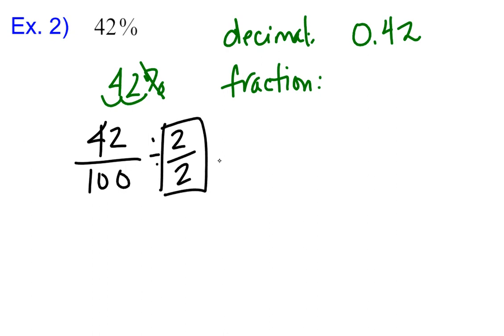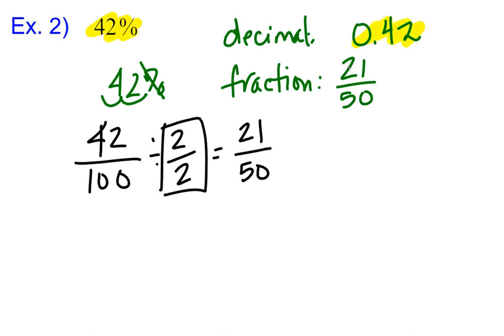So they're both even, so I'm going to reduce by 2. 42 divided by 2 is 21. And 100 divided by 2 is 50. So we can say then that the fraction is 21/50. So once again, we have found the percent, the decimal, and the fraction. So the first time we started with a fraction, this time we started with a percent.